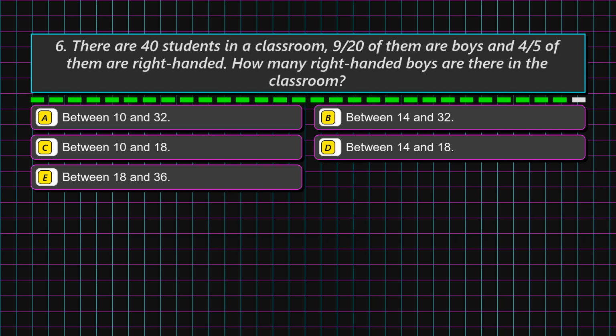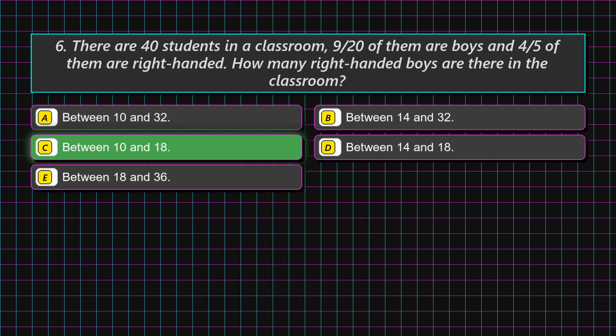Question 1. There are 40 students in a classroom, 9/20 of them are boys and 4/5 of them are right-handed. How many right-handed boys are there in the classroom? Option A, between 10 and 32. Option B, between 14 and 32. Option C, between 10 and 18. Option D, between 14 and 18. Option E, between 18 and 36.